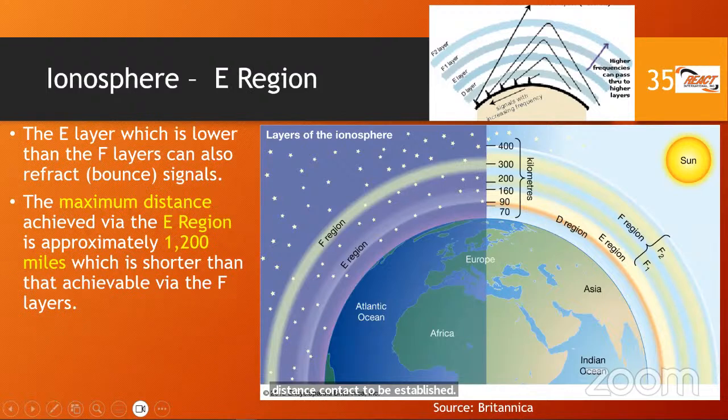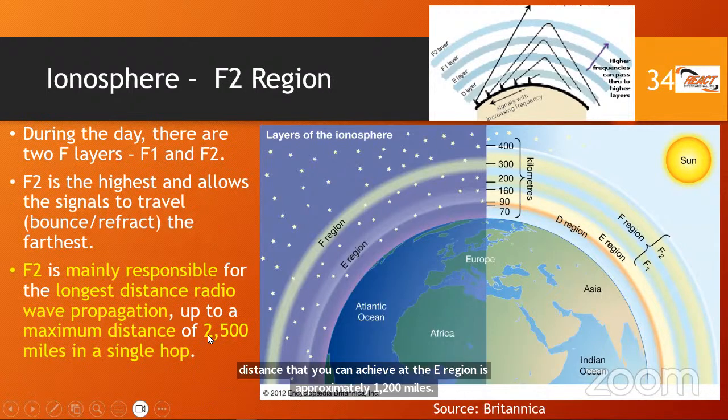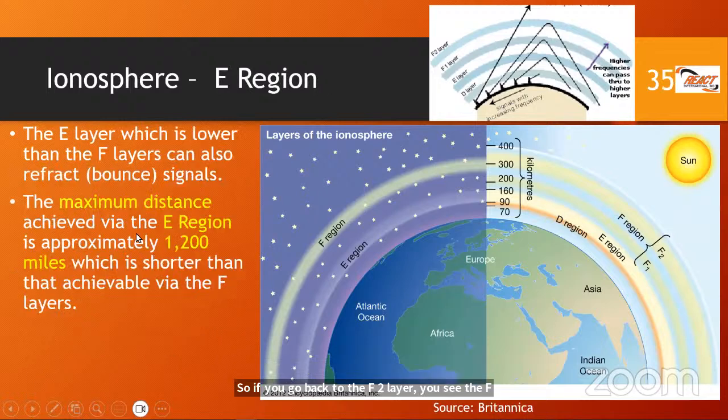All right, so we dealt with the F2 layer, but we also have other layers or regions such as the E layer. So the E layer is comparatively lower than the F layer, if you look at it this way. So therefore, a signal that is bouncing off of the E layer will not travel as far. So we need to know for the exam that the maximum distance that you could achieve via the E region is approximately 1,200 miles. So if you go back to the F2 layer, we'll see the F2 does about 2,500 miles in a single hop. The E layer will do just about maybe half that, 1,200 miles. So you see the importance of daytime propagation on the F2 when it's present. It gives a very long distance propagation.